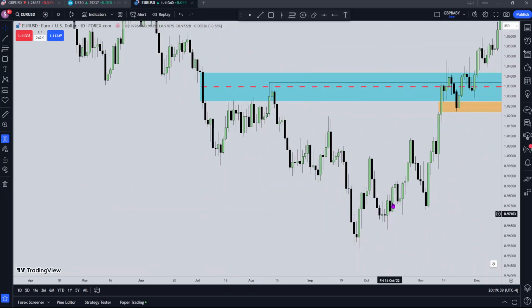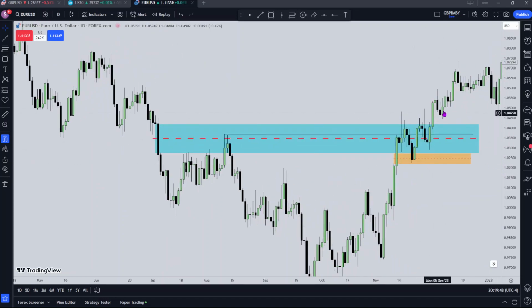Then we have a reversal, and what happens? We trade to the fair value gap, price then retraces from it, dips one more time into this fair value gap, and steps its way up. So it's quite interesting to see how it does this.